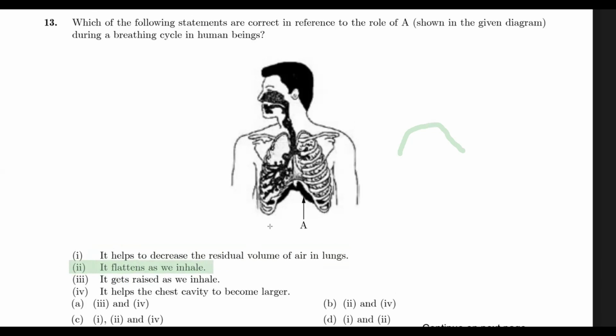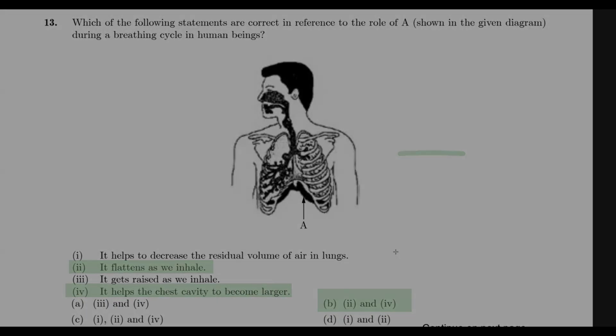It's flattened while inhalation, as I just discussed. And then it gets raised when inhaled. No, it is flattened, right? It is flattened when we inhale. All right, so this is also incorrect. It helps the chest cavity to become larger. Yes, the volume of the chest cavity increases when it becomes flattened. So the second and fourth, option B, is correct in this case. Let's come to the next question.